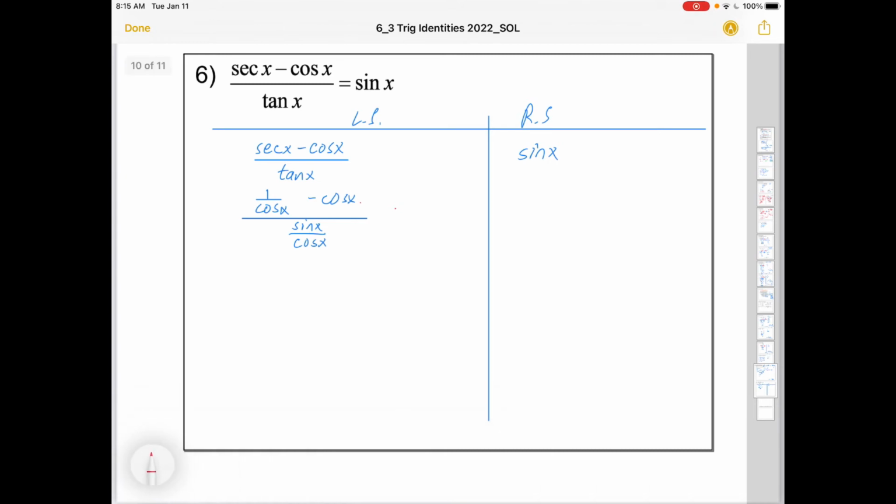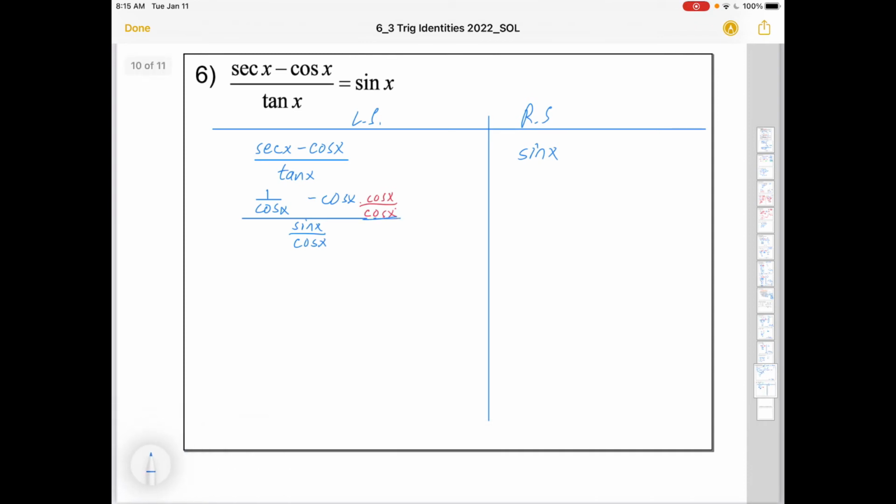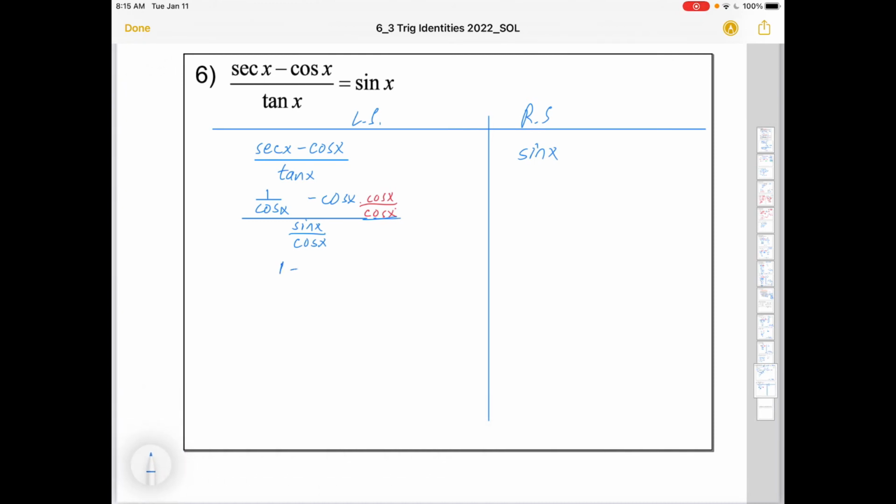To do that, I need a common denominator. So I'm going to have to times this little fraction up top by cos x over cos x. And that's going to give me, on top of the little fraction, 1 minus cos squared x all over cos x. And this is all over sine x over cos x. Okay, that does look pretty messy here.